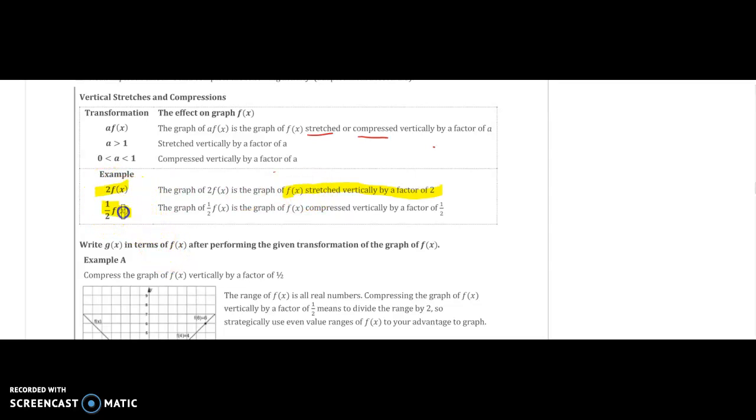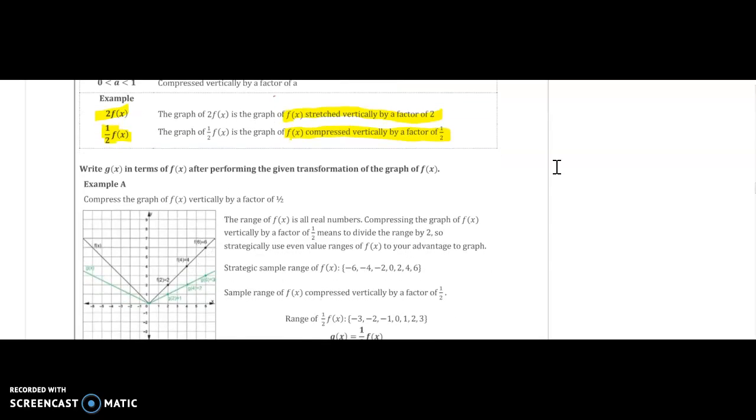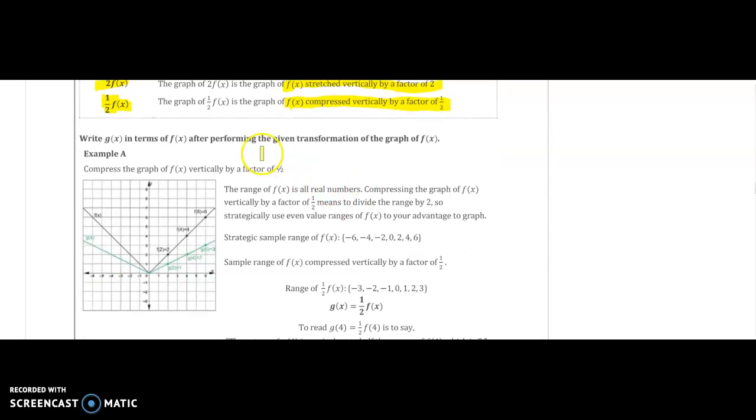So here, the graph of 1/2 f of x is the graph of f of x compressed vertically by a factor of 1/2. So that's a sentence that you're going to have to know how to write. You just basically rewrite it, but with your numbers, right? So here, write g of x in terms of f of x after performing the given transformation of the graph of f of x. Here we go. Compress the graph of f of x vertically by a factor of 1/2.